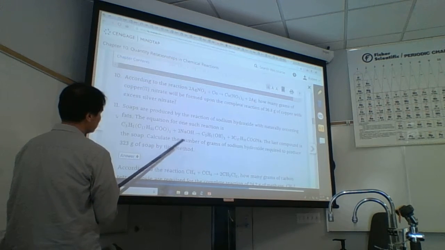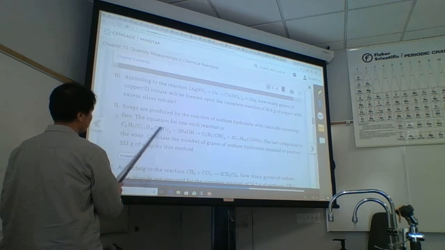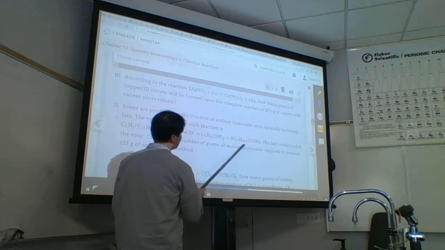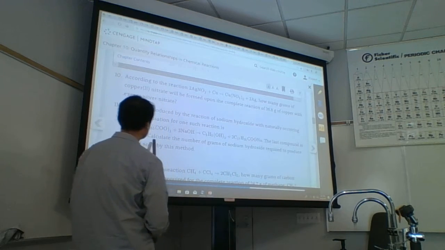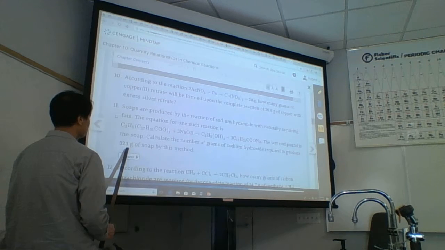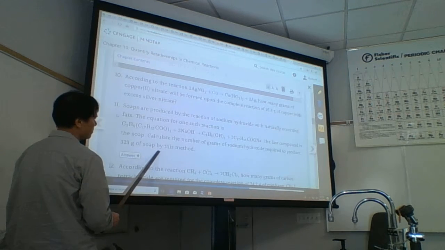Soaps are produced by the reaction of sodium hydroxide with naturally occurring fats. The equation for one such reaction is this. So here's a fat with sodium hydroxide. We make the soap. This would be the soap over here. The last compound is the soap. Calculate the number of grams of sodium hydroxide required to produce 323 grams of soap by this method.